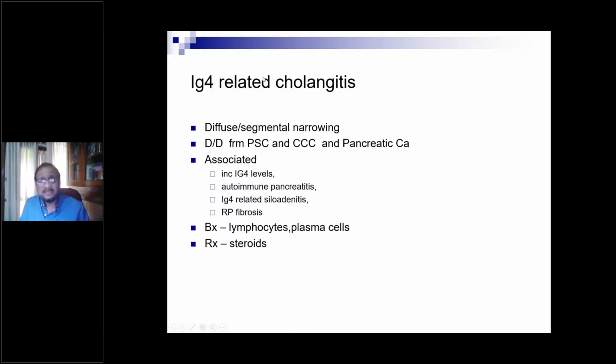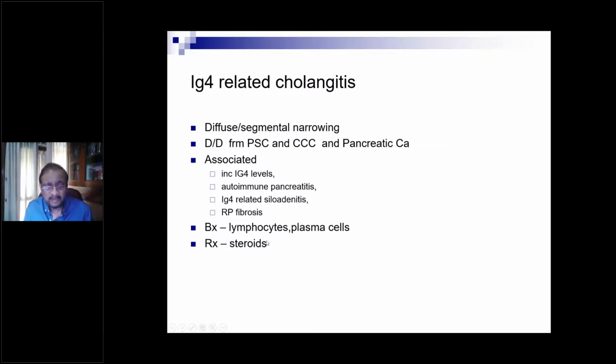Is that clear? Then a new entity which has been described recently is IgG4-related cholangitis. A diffuse or a segmental narrowing has to be differentiated from PHC or cholangiocarcinoma and pancreatic carcinoma. Associated with what? Increased IgG4 levels, autoimmune pancreatitis, IgG4-related sialadenitis, and retroperitoneal fibrosis. So these are again, see, what are these? They are basically, as we just now enumerated, part of the fibromatoses.